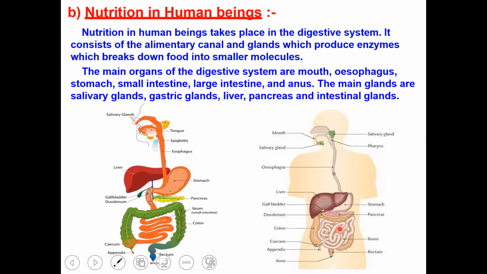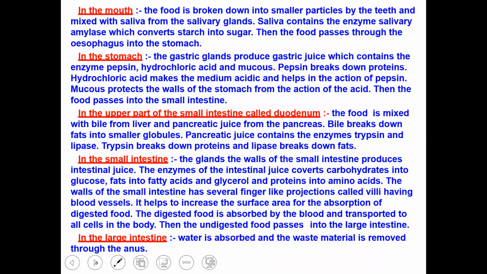We have accessory parts of the digestive system. Accessory means they are not directly involved in digestion, but indirectly help digestion, like the liver. So this is the liver and pancreas. The liver and pancreas play a crucial role in digestion in human beings. Here we have to concentrate on the enzymes first. In the mouth, as digestion begins, the food is broken down into smaller particles, which is called physical digestion.